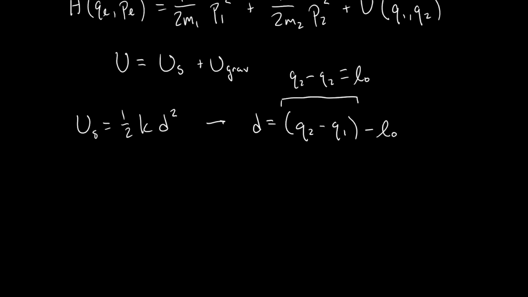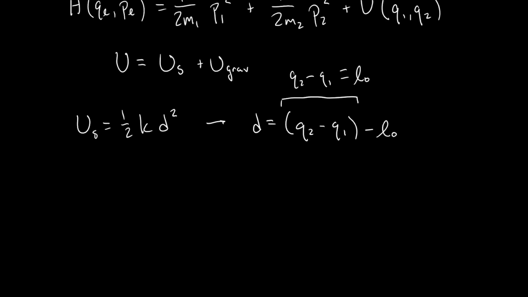But anyway, what this is saying is that when Q2 and Q1 are separated by an amount L0, then the potential energy of this spring is just 0, right? It's sitting at its equilibrium. It doesn't want to stretch. It doesn't want to compress. It's happy where it is. Okay? So that's what this added L naught is for.